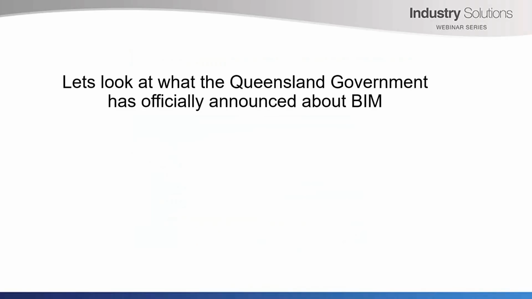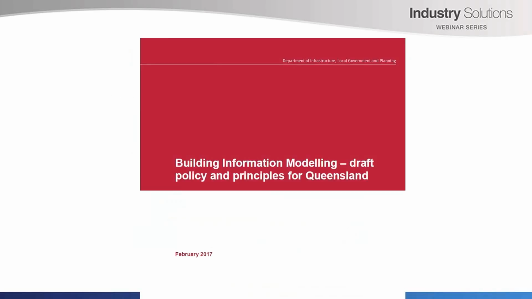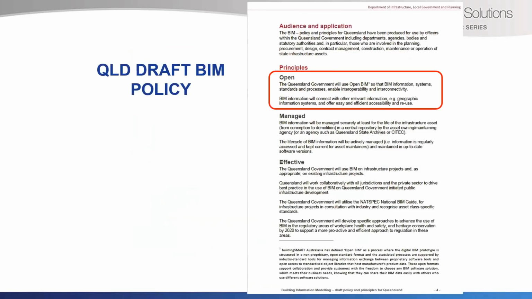But why are people into it? Well, just here in Australia, the Queensland government has officially announced it has a building information modelling draft policy and principles, which came out in February last year. Inside it, it said they were going to use Open BIM. So that's why we're going to talk today about what is Open BIM. That's coming from what is defined by buildingSMART, which is why buildingSMART's so important and why I've been going to those things.